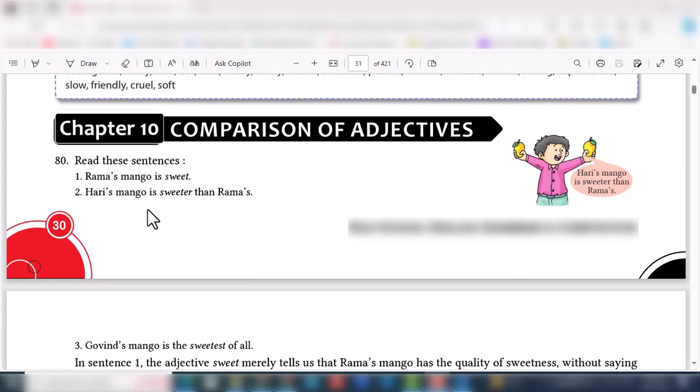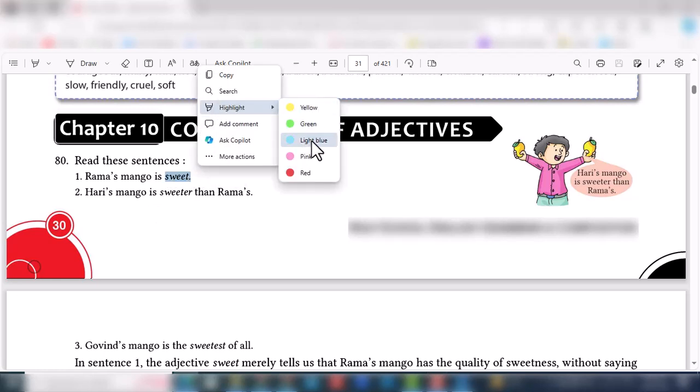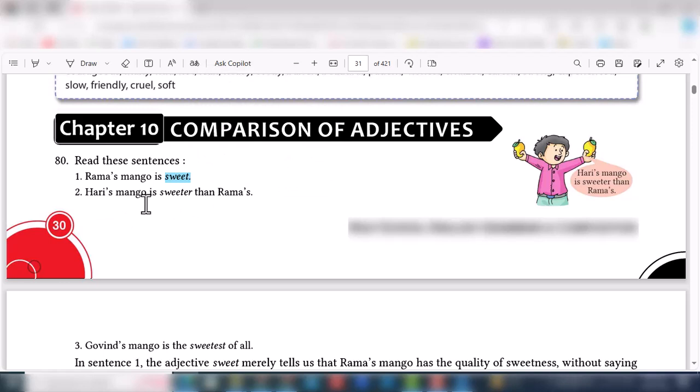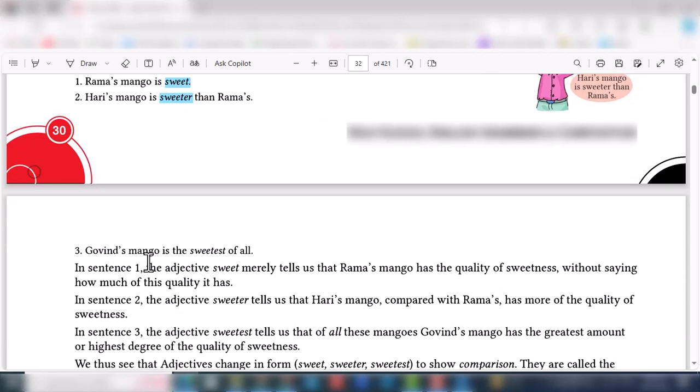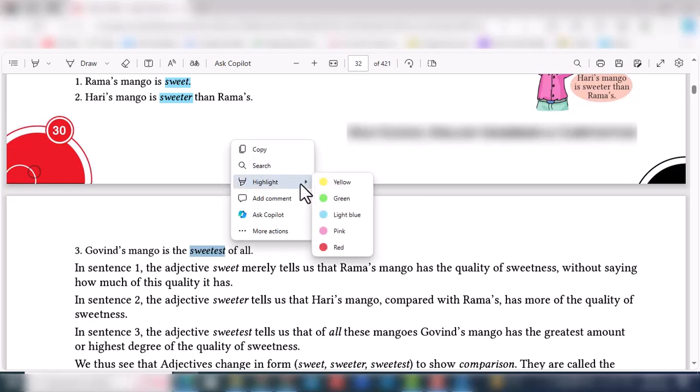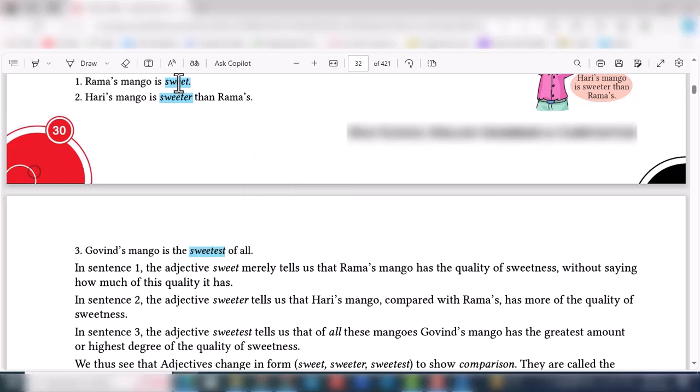So first of all, just have a look at the following sentences. For example, the first one is Rama's mango is sweet, and then we have another sentence. Hari's mango is sweeter than Rama's. So here the word sweeter we are using as an adjective. And then in the third sentence, Govinda's mango is sweetest of all. So we have used here the three degrees of adjectives. The first one is sweet, then sweeter, and then sweetest.